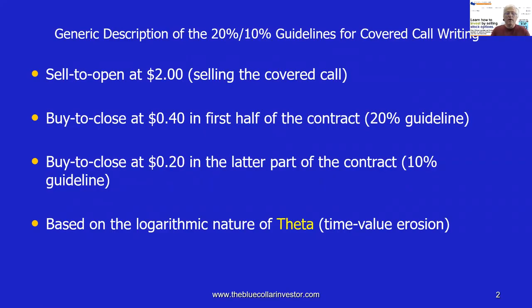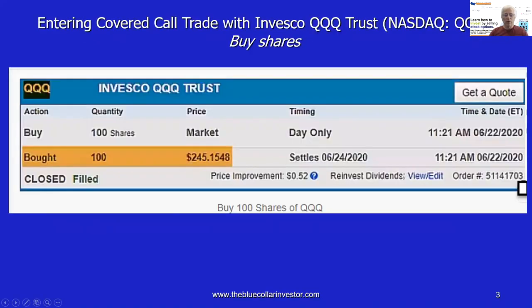And these guidelines are based on the logarithmic nature of theta, which is time value erosion. What that means is at the beginning of a contract, theta or time value erosion starts off very slowly and incrementally. But towards the latter half of the contract, it literally falls off a cliff. So in the second half of a contract, there's much less opportunity to generate additional time value premium. Therefore, we're willing to spend less money to buy back that original short call. And that explains the rationale for the 20%, 10% guideline.